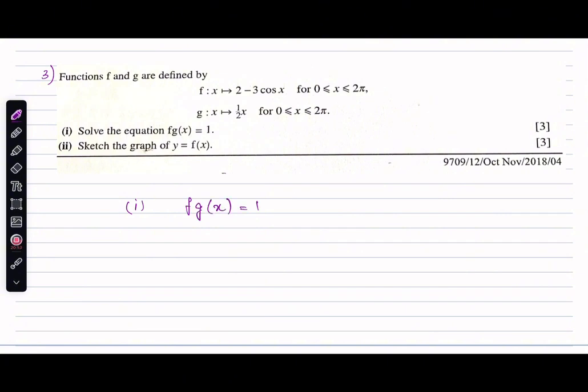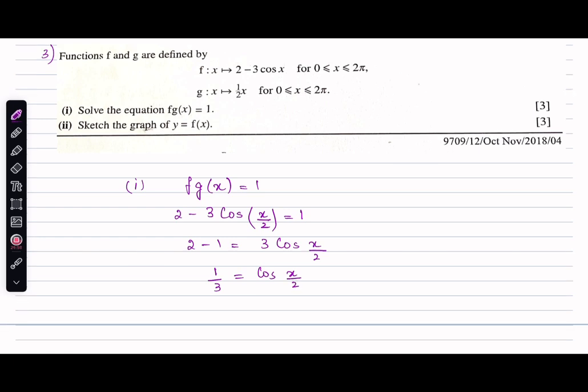So the composite function f of g of x means that within the function f, in place of x values, I should be substituting g. So function f is 2 minus 3 cos of x, and in place of x, I shall be substituting the function g, which is x by 2, and this then shall be equal to 1. And solving it further, I can say it's 2 minus 1, which equals 3 cos x by 2, or it's going to be 1 over 3, which equals cos of x by 2 here.